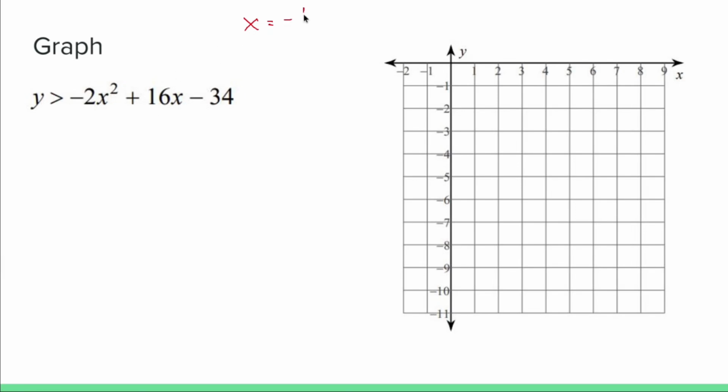So the vertex is negative b over 2a. So -2 would be my a, 16 would be my b. So if my x is negative b over 2a, that's negative 16 over 2 times negative 2, which is going to be negative 16 over negative 4, which is going to be 4. So all the action begins at 4. This is a negative leading coefficient, so this is going to open downward.